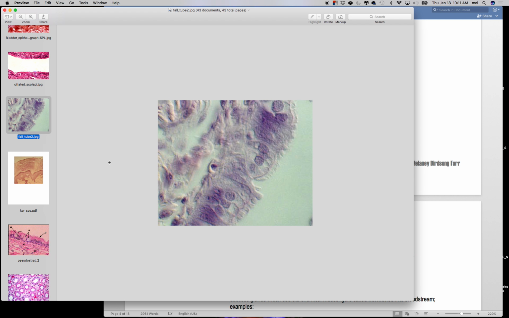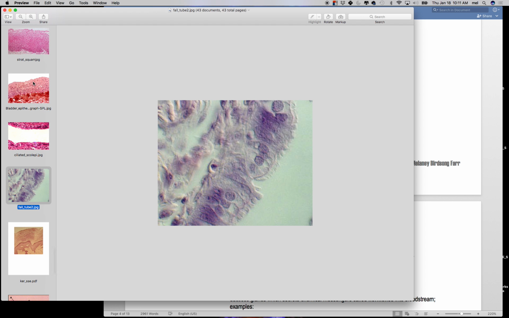Got to identify it first. What is it? It's not pseudostratified. It's ciliated simple. Lining the uterine tubes or fallopian tubes. Okay, let's do a little bit more practice.